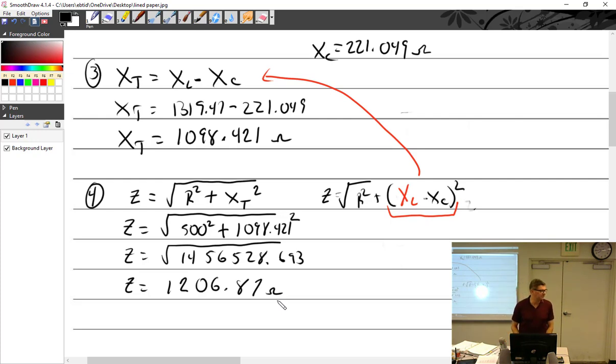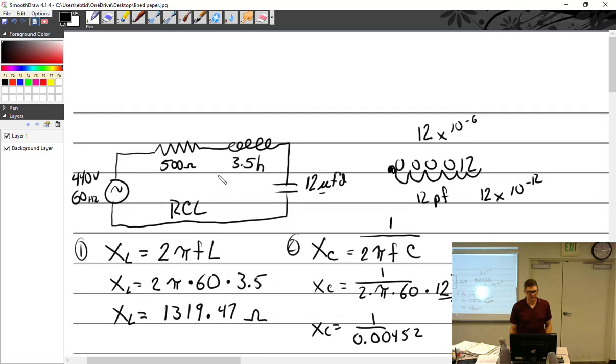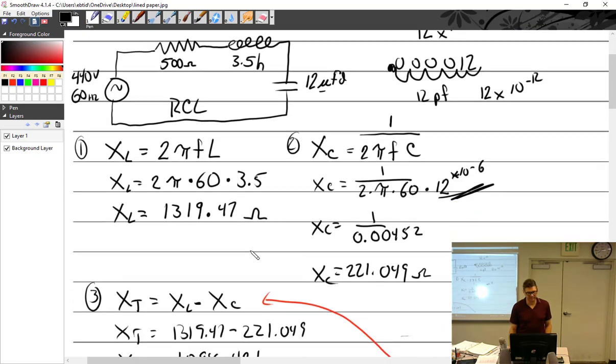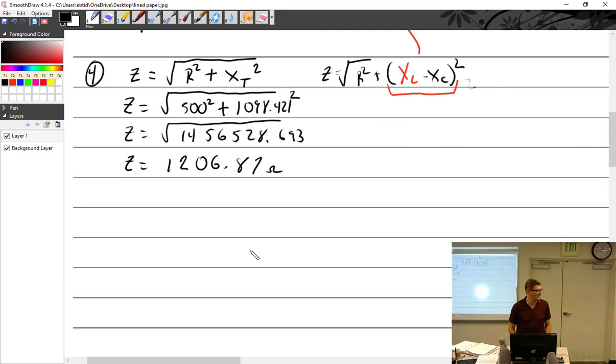So now we got Z. Everybody got Z? Where'd you get the resistance? Where'd the 500 come from? From the resistor. It's given. Right there. Okay, good. Glad to hear it. All right, what are we going to do next?